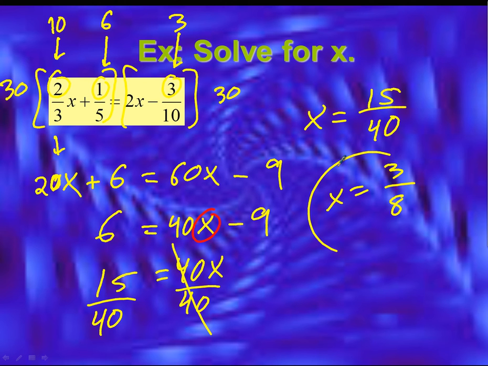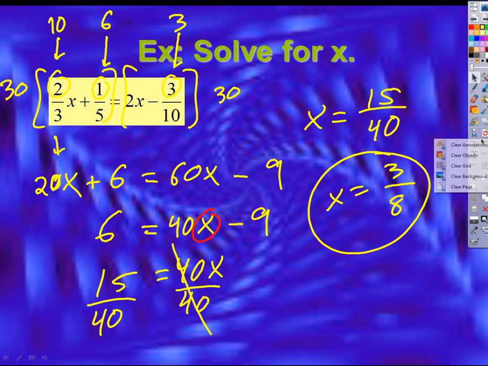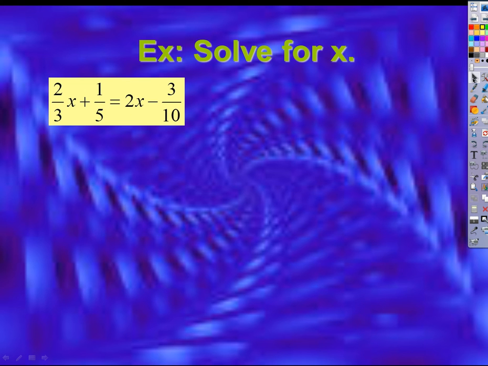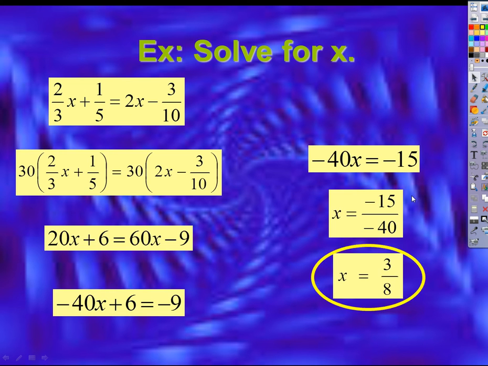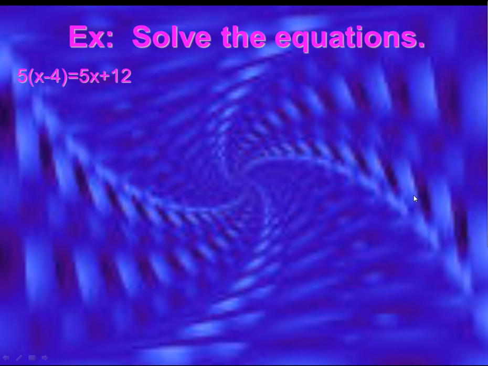We got it. Okay, last example. We're done. You're ready to go. Okay, what about this one? This is going to be a weird one. What do I do there? Distribute. If I distribute the 5, I get what? 5x minus 20. Now, what happens here? If I subtract 5x from both sides, what? They cancel.